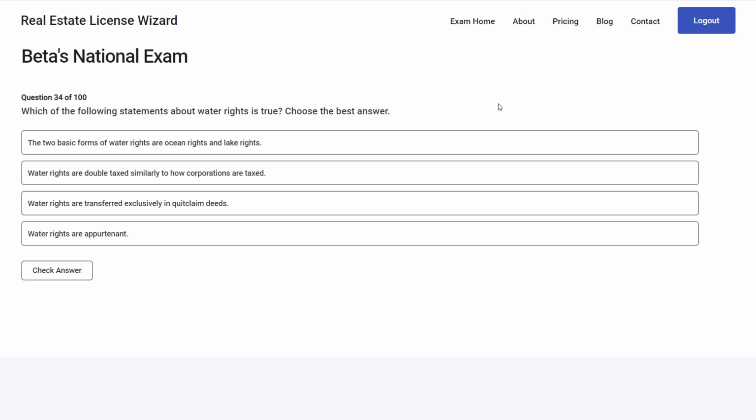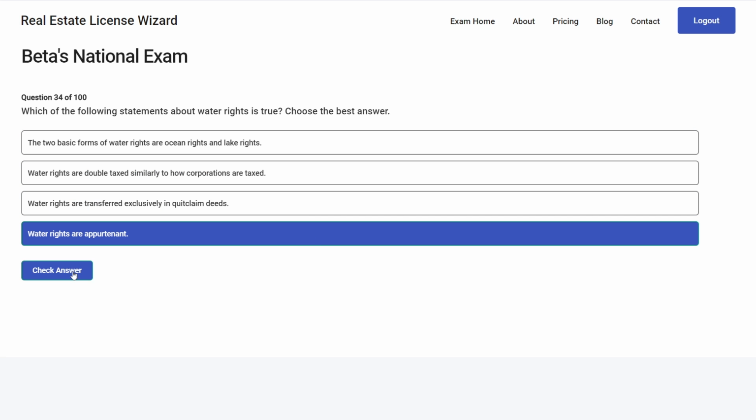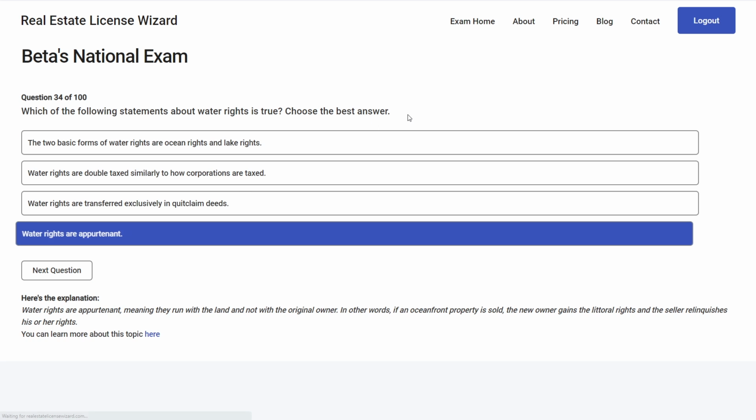Alrighty, did you guys come up with it? So the correct answer for this one is water rights are appurtenant. Do you guys know what appurtenant means? That means that they run with the land. For those of you who didn't know, it runs with the land and not the original owner. In other words, if an oceanfront property is sold, the new owner gains the littoral rights and the seller relinquishes his or her rights. Get it? Cool. All right, next question.